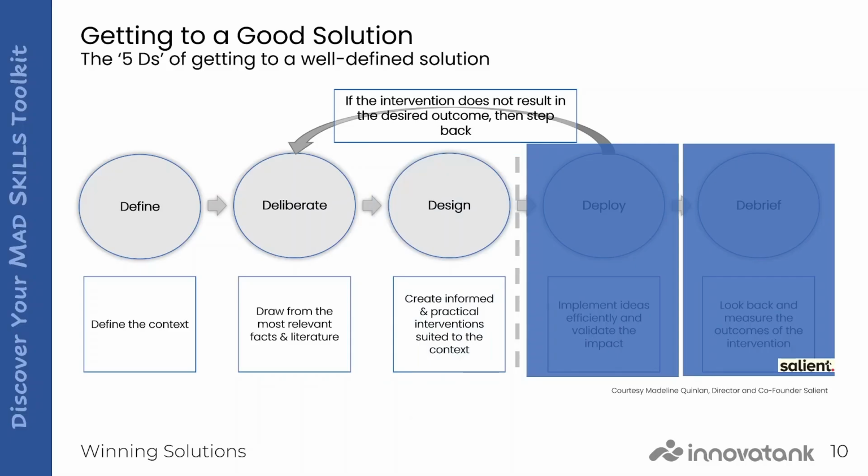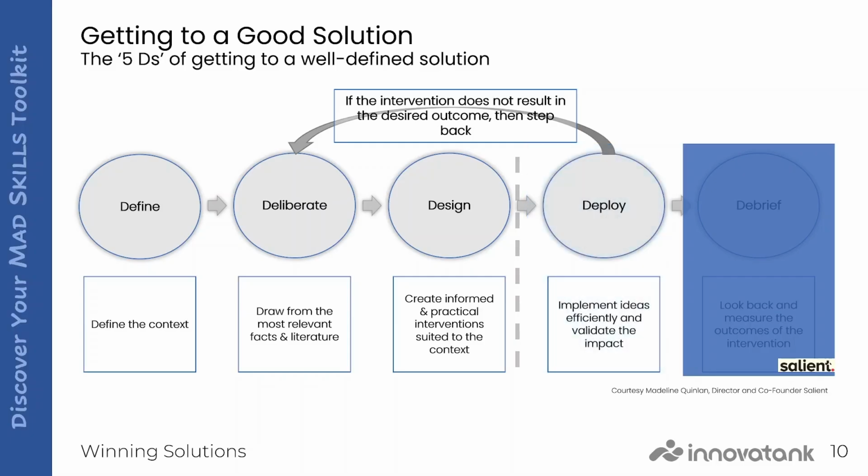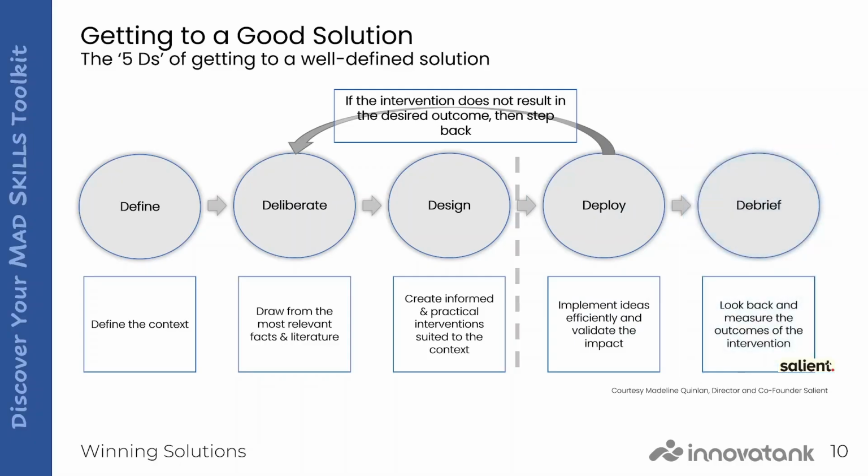At a case competition, this is generally where it ends. In real life, you go on to deploy that, you implement the ideas efficiently, validate them, and then there's a debrief where you can look back and see what happened. Often in the deploy section, you may also have to step back. You also may have to step back during design and deliberate a little bit more in order to figure out what's actually going on.